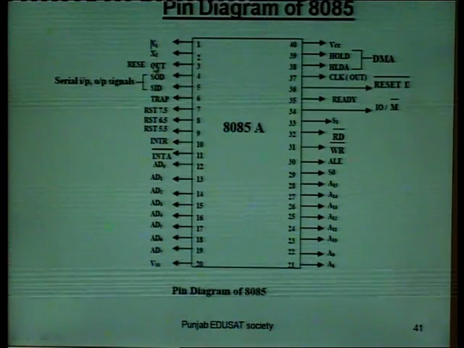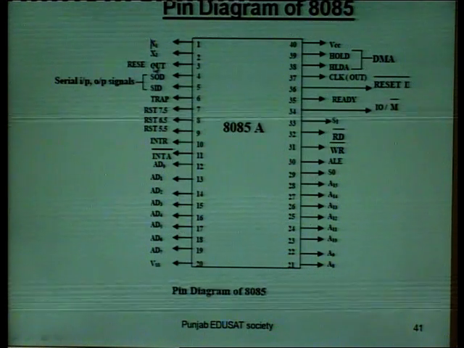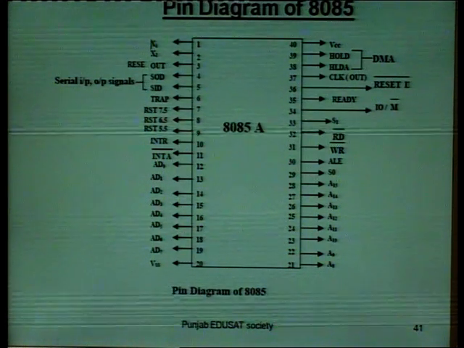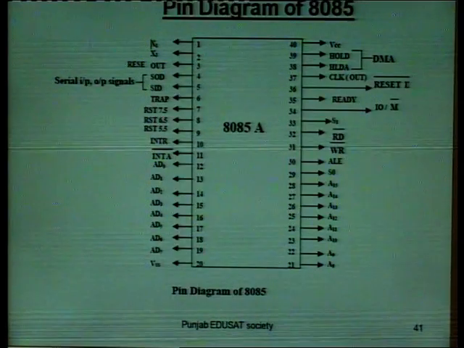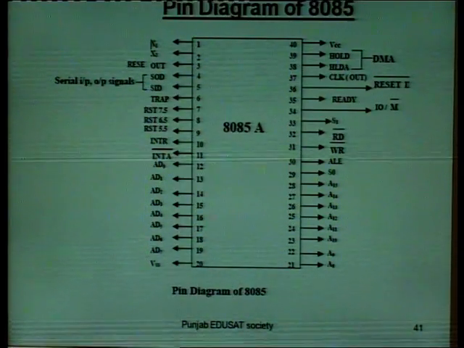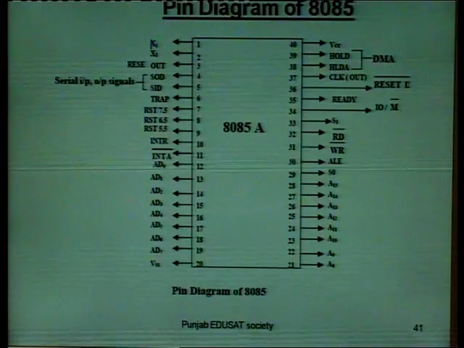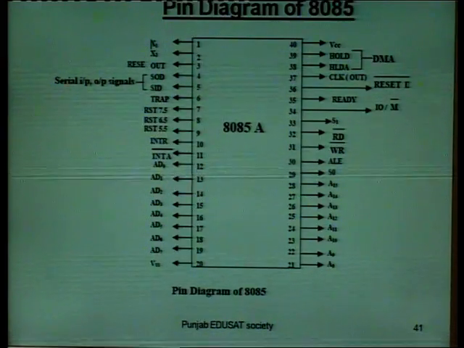Then we have reset out. Reset out is an active high output signal. It indicates that the CPU is being reset. This signal is used by CPU to reset other devices connected to it.